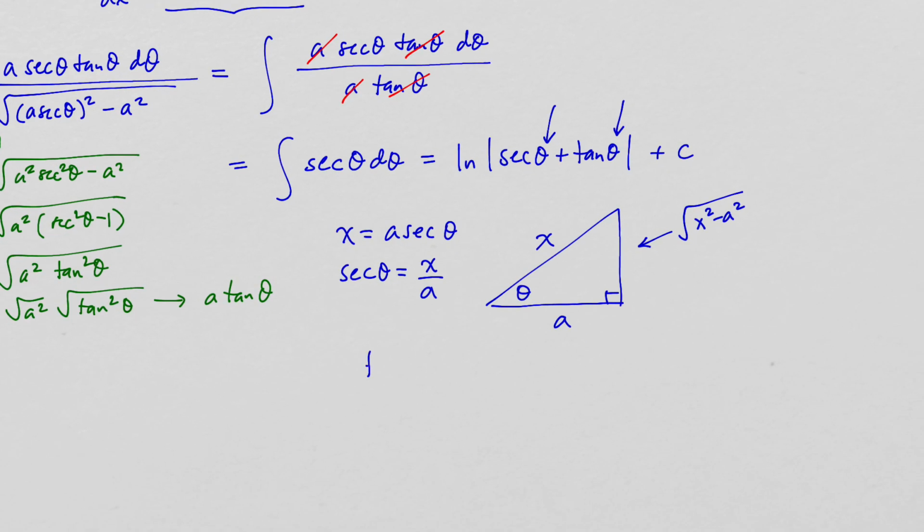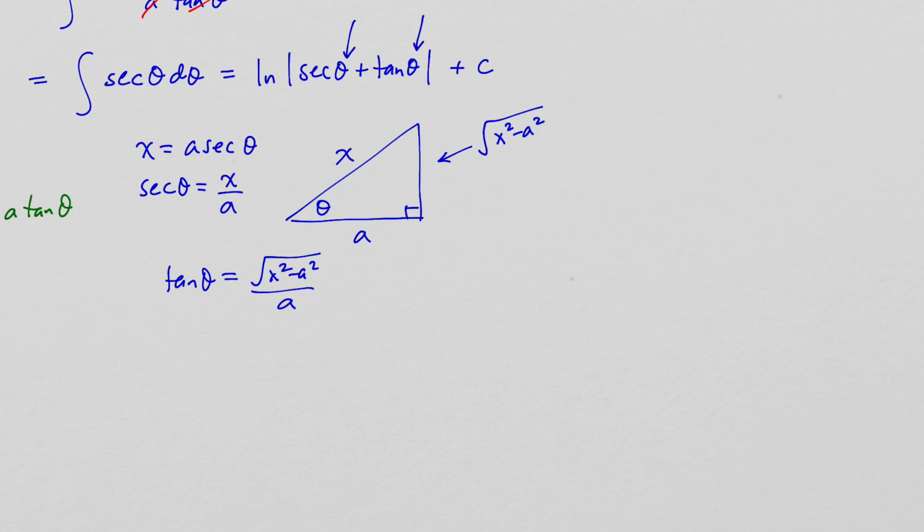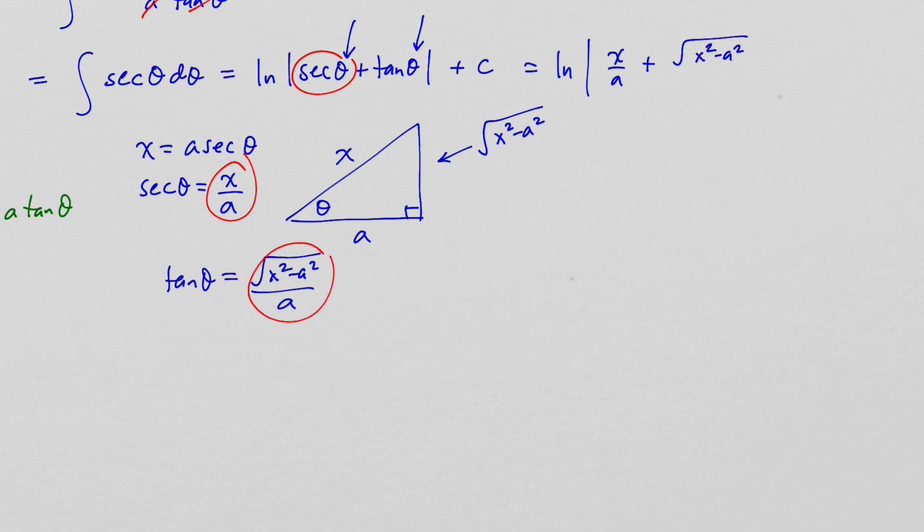So what is tangent of theta? Tangent of theta is the square root of x squared minus a squared divided by a, right? Because tangent is opposite over adjacent. And so now our answer here can be rewritten as the natural log of secant of theta, which is x over a, plus tangent of theta, which is square root x squared minus a squared over a, plus c. Now you could leave your answer like this, but let me show you another way to write the answer.